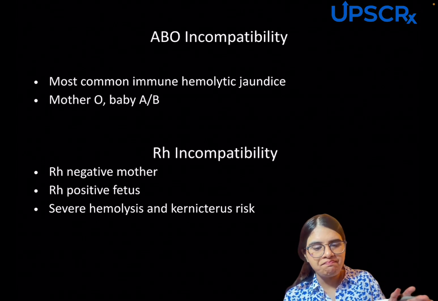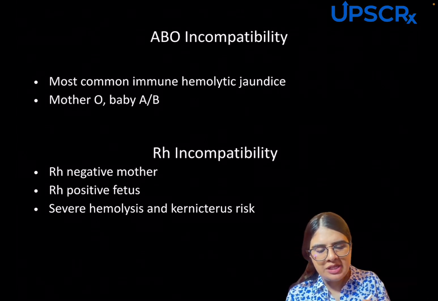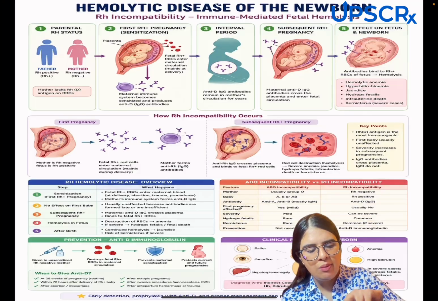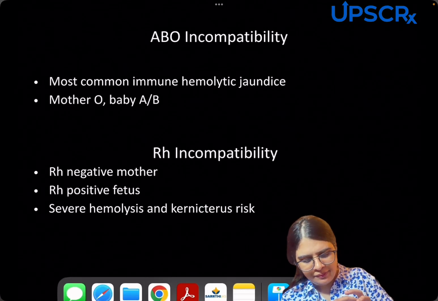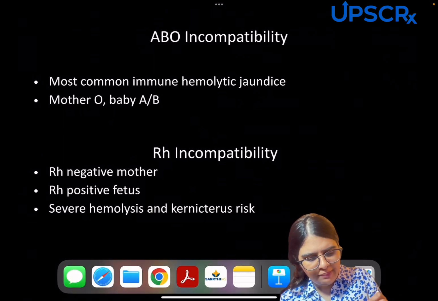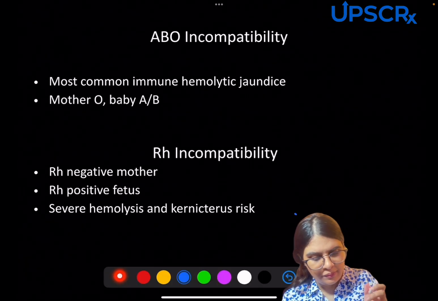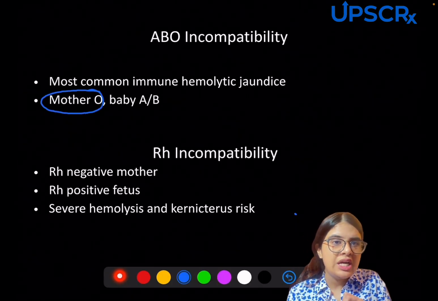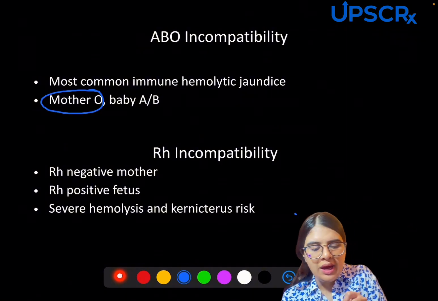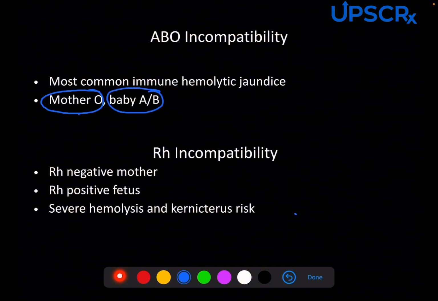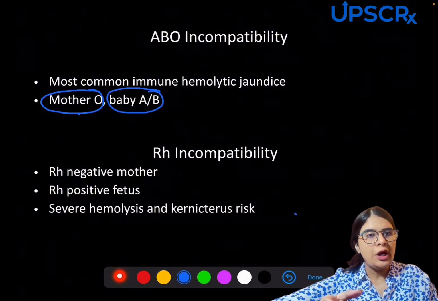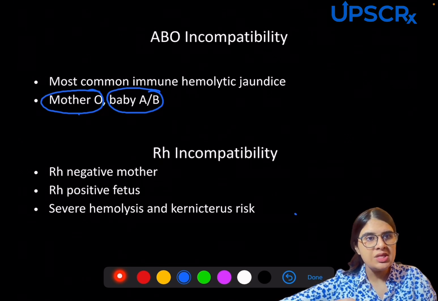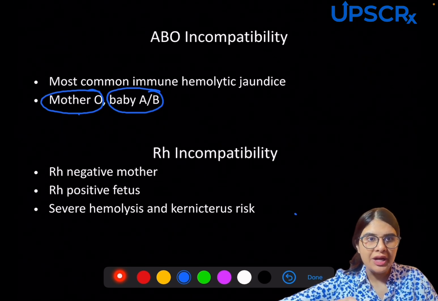Gilbert. ABO incompatibility. This is the most common immune hemolytic jaundice. Okay. So what happens in ABO incompatibility? Mother has blood group O. Okay. And the baby has A or B. So blood group O is the universal donor, O negative. Why? Because it lacks both antigens, right?